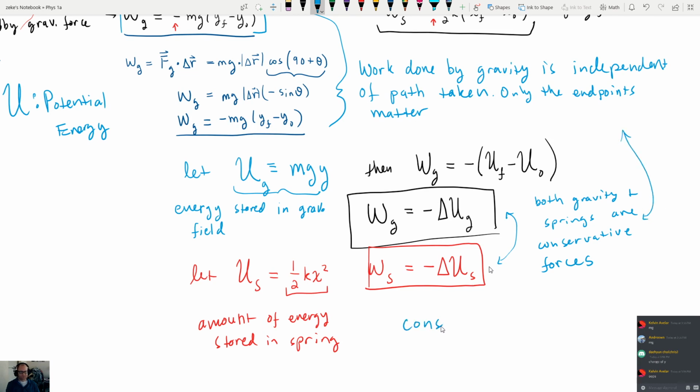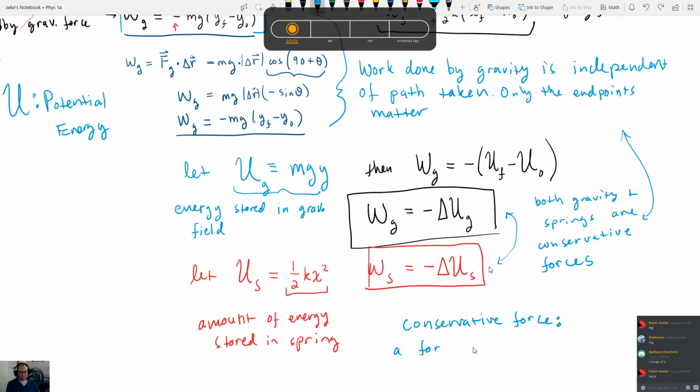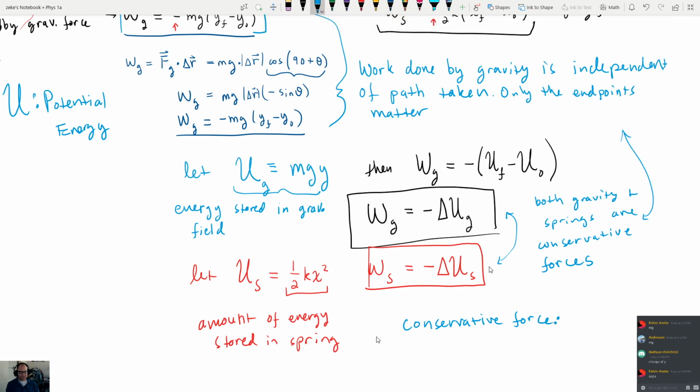Conservative force is a force... I can't write it like that. I have to say a conservative force is something where the work done by the force is path independent.